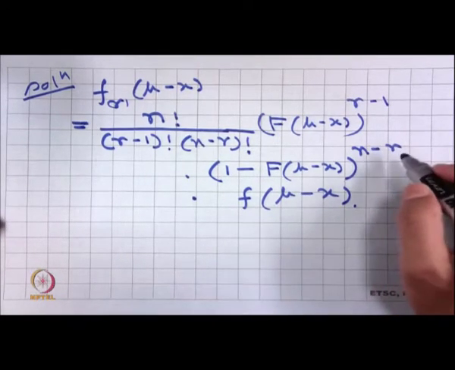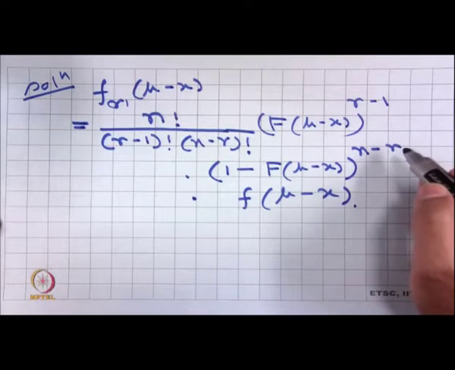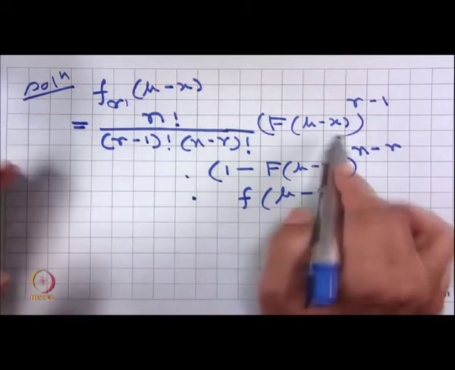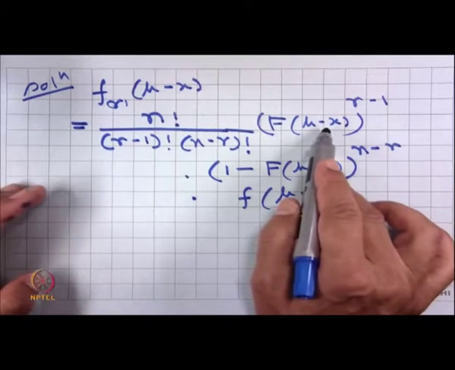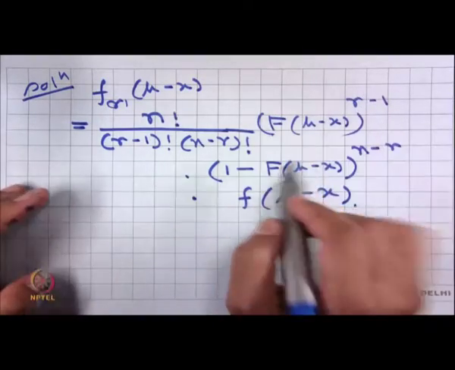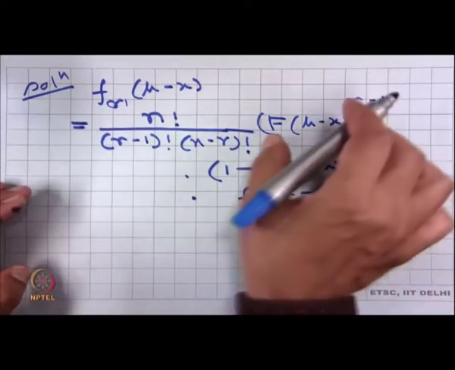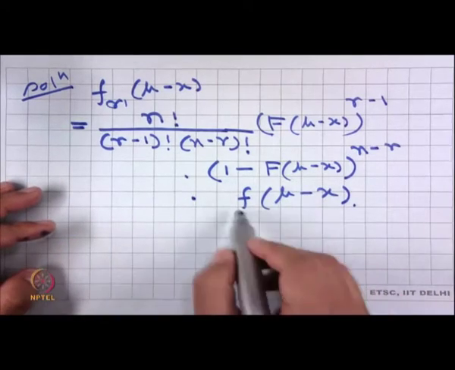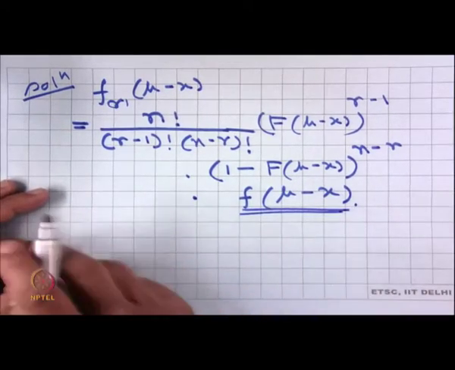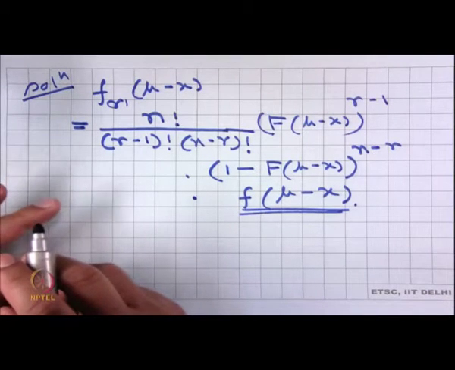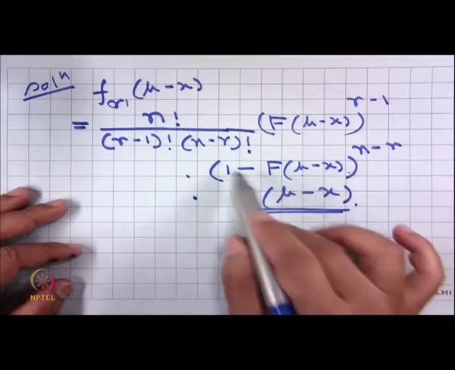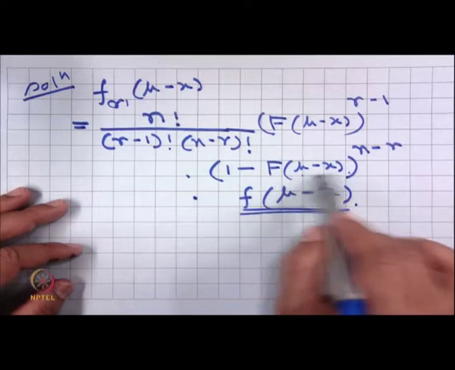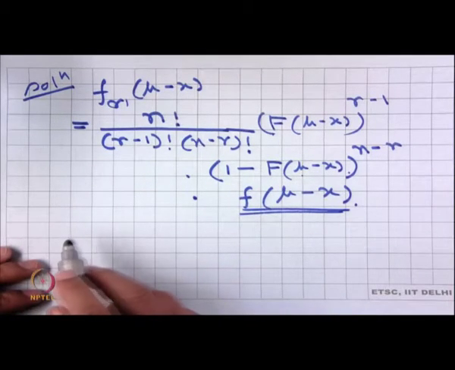This we know from our earlier classes that first r minus 1 have to be less than mu minus x, and that probability is F at mu minus x to the power r minus 1. The first r minus 1 have been taken care of. The rth one at mu minus x, we know that will be given by f at mu minus x, and the remaining n minus r, all of them should be above mu minus x. So, (1 minus F at mu minus x) whole to the power n minus r.